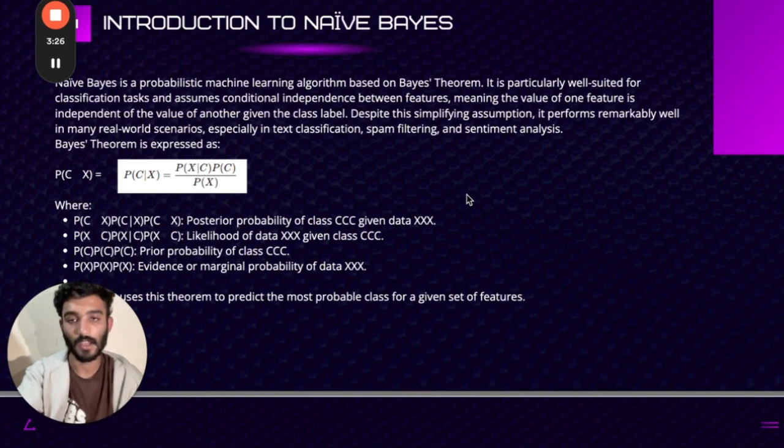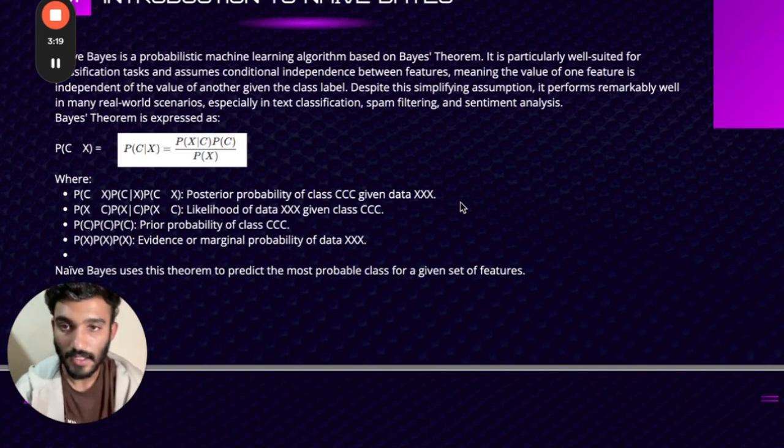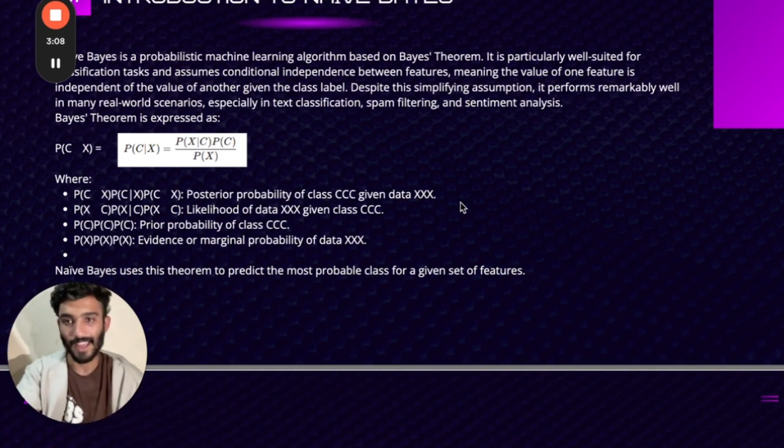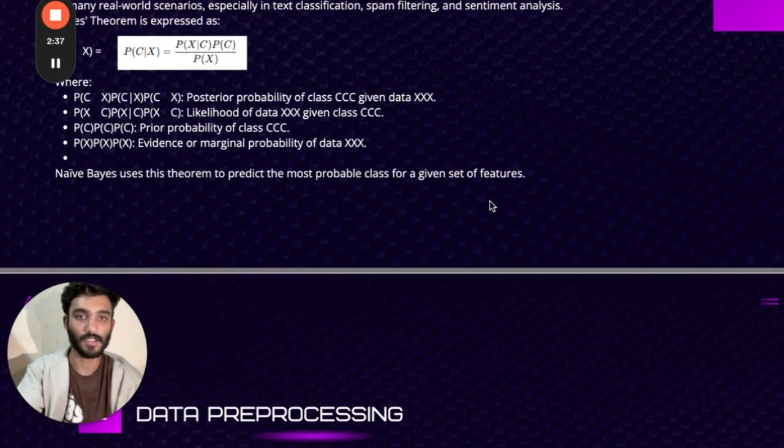Bayes' theorem is expressed as P(C|X) = P(X|C) × P(C) / P(X), where P(C|X) is the posterior probability of class C given data X, P(X|C) is the likelihood of data X given class C, P(C) is the prior probability of class C, and P(X) is the evidence or marginal probability of data X. Naïve Bayes uses the theorem to predict the most probable class for a given set of features.